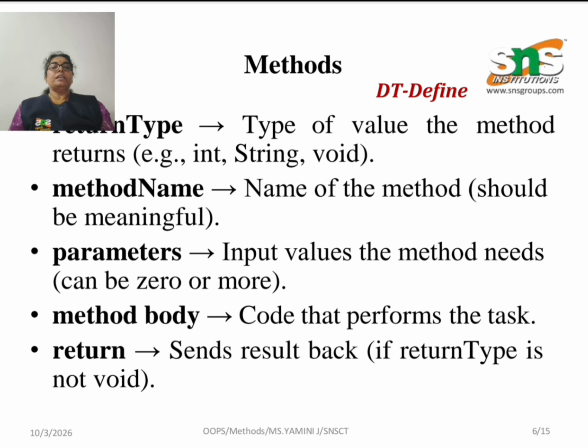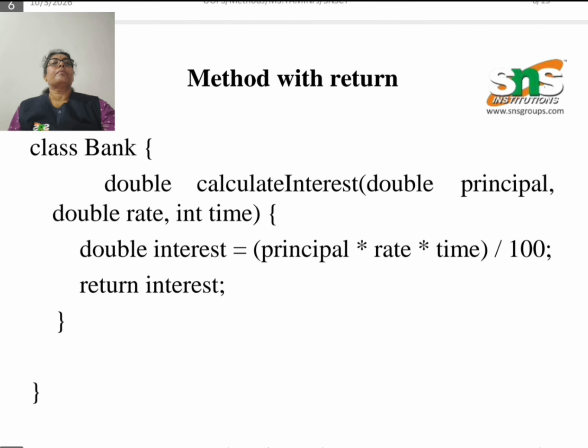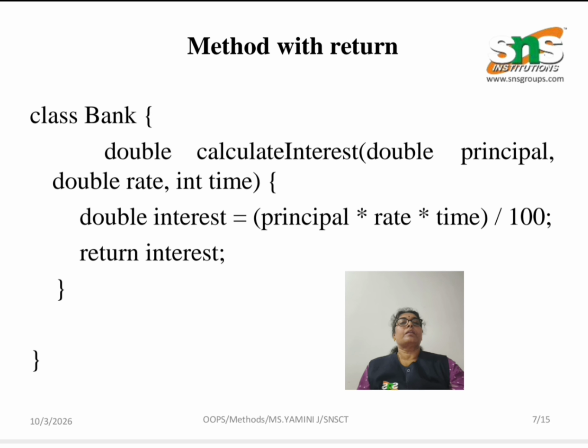Next, method without return value. Not all methods return values. Some methods simply perform an action and display output without returning anything. These are called void methods. For example, consider a method called print welcome message. This method simply prints a message such as welcome to XYZ bank.